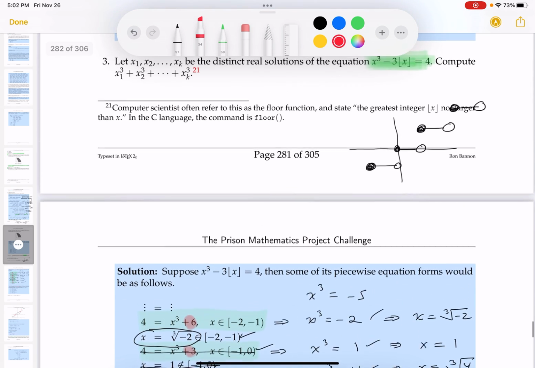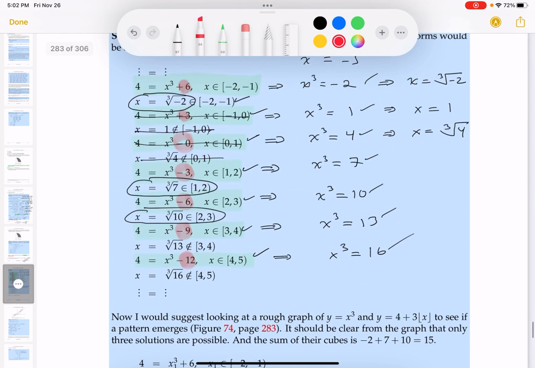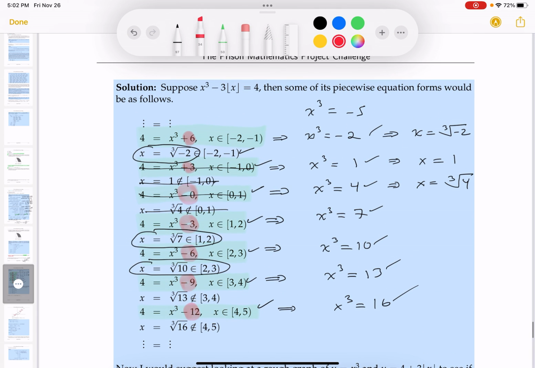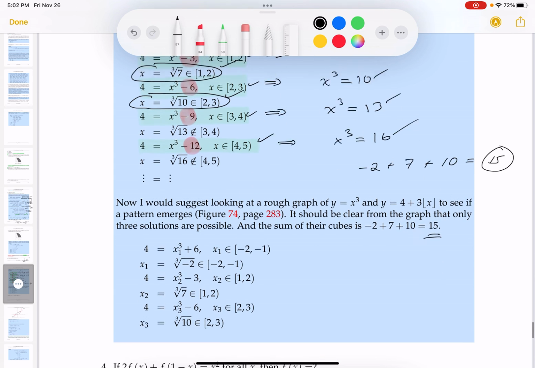What was their question? Their question was, compute the sum of their cubes. I think I can do that. Right? So what are you going to get? Well, the cube of the cube root of minus 2 would be minus 2. That's that guy right there. The next one's going to be the cube root of 7, which is 7. And the next one's going to be the cube root of 10, which is 10. And that's going to give you 15. Well, let's see if we got the answer. Yeah, 15. All right, 15.